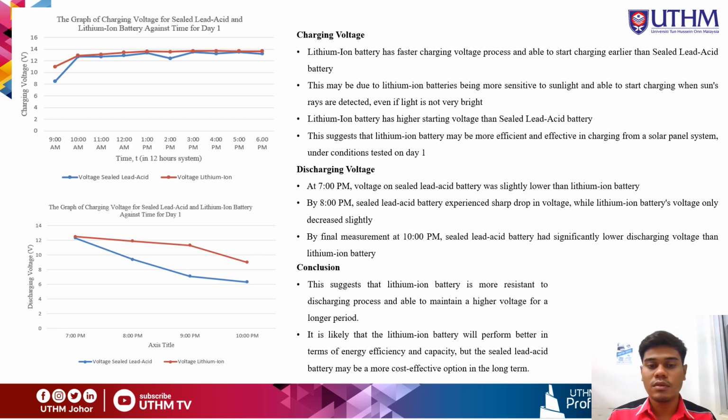For the discharging voltage, at 7 p.m., as we can see, voltage on lead-acid battery was slightly lower than lithium-ion battery. By 8 p.m., lead-acid battery experienced sharp drop in voltage, while lithium-ion battery's voltage only decreased slightly. By final measurement at 10 p.m., lead-acid battery had significantly lower discharging voltage than lithium-ion battery. So in conclusion, this suggests that lithium-ion battery is more resistant to discharging process and able to maintain a higher voltage for a longer period.